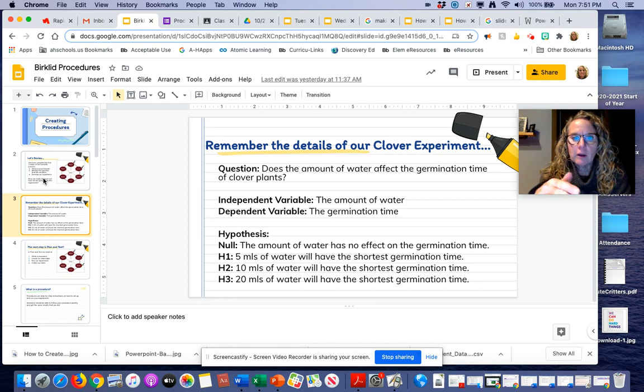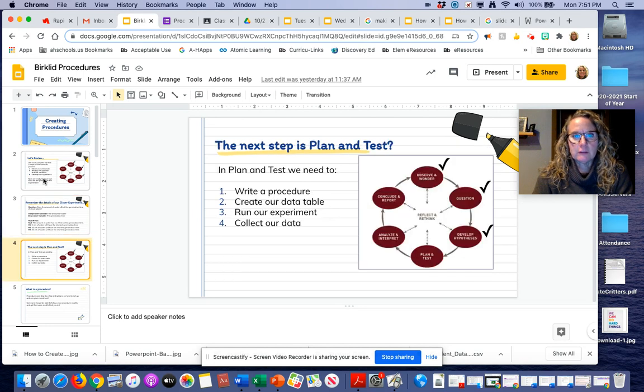So again, here's our hypothesis. I guess if I'd gone to the next step, we have it right there. So the amount of water has no effect on the germination time; that is the null. The 5 mils of water will have the shortest germination time, 10 mils will have the shortest germination time, or 20 mils will have the shortest germination time.